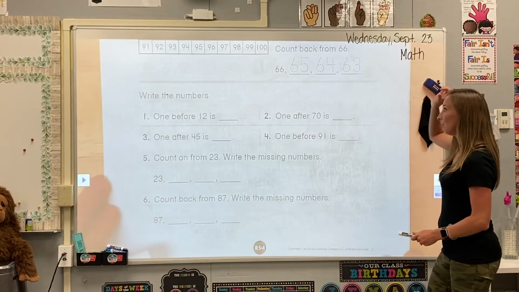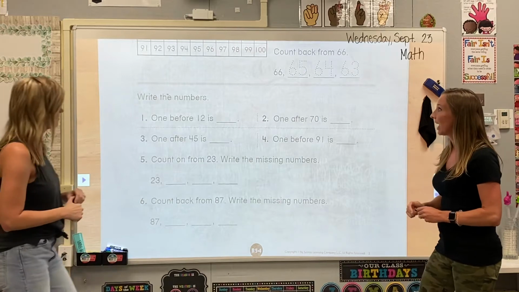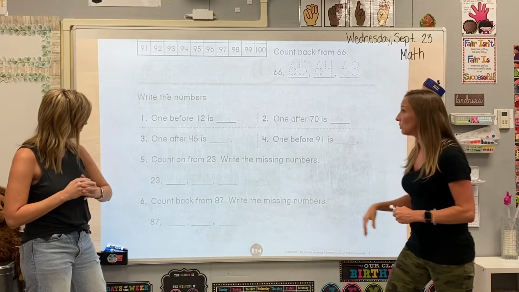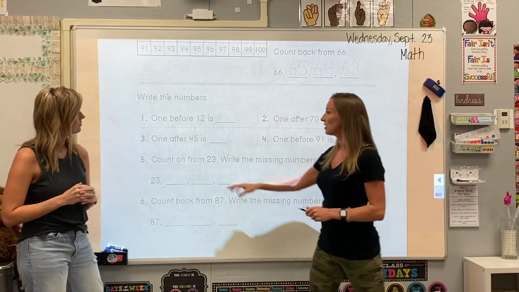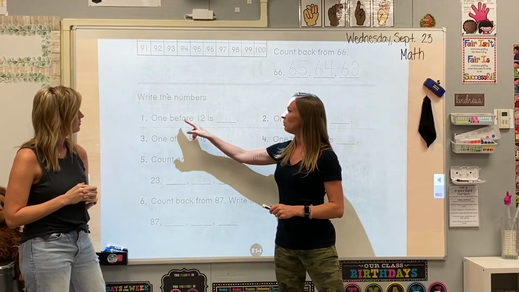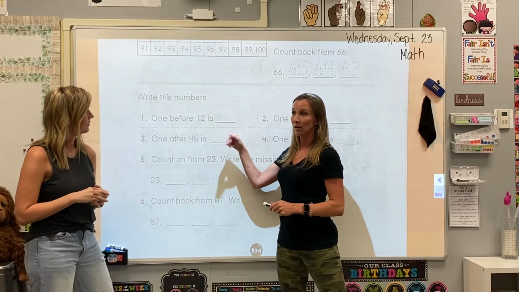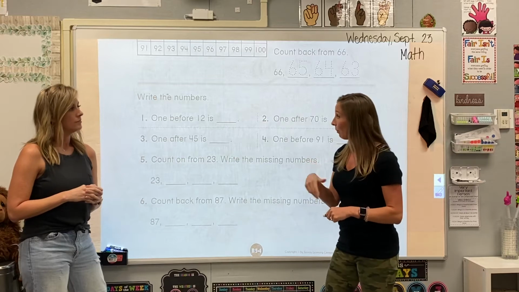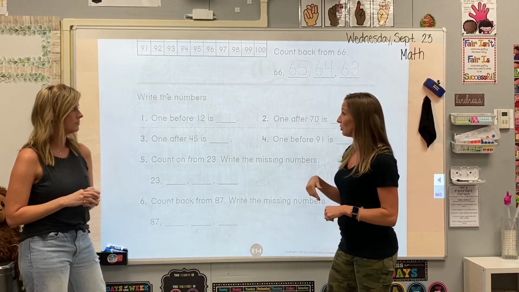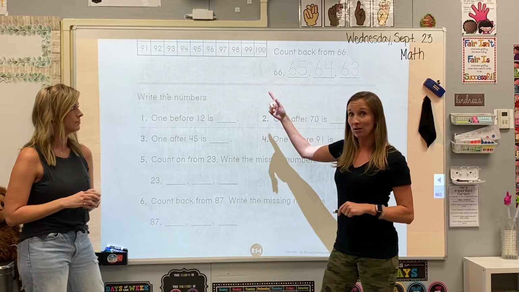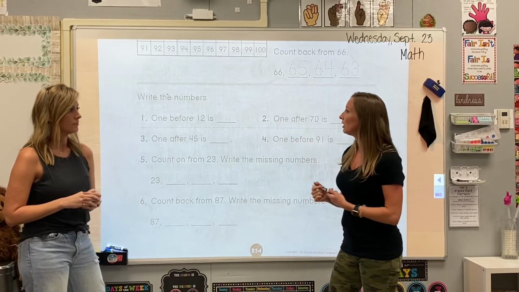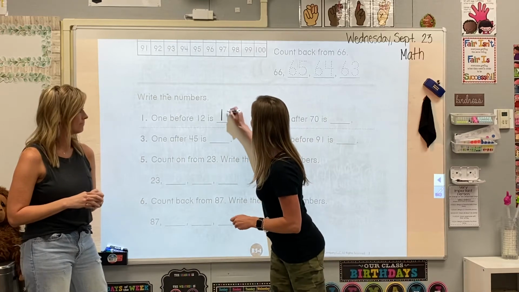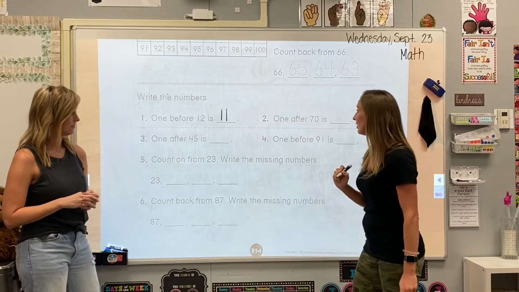All right, so we have a few different problems that we need to take a look at, and it's a combination of everything that we just practiced up above. So to begin with, it says to write the numbers. Number 1 says 1 before 12 is, well, you can either do that from your memory if you know when you're counting what number comes right before 12. You could use a number line, or you can take a look back at your hundreds chart and you're going to find that the number before 12 is 11. So you can put the number 11 on the line.